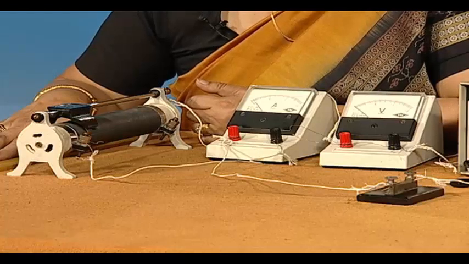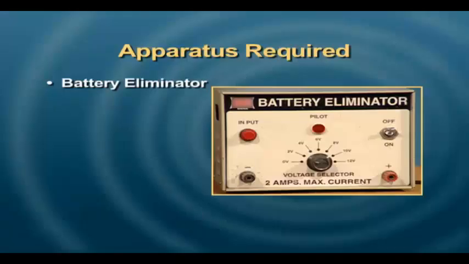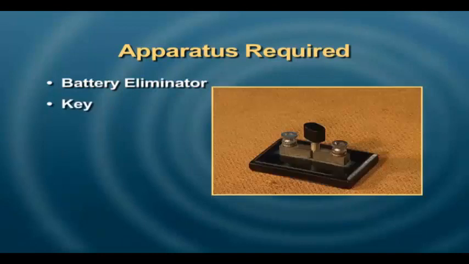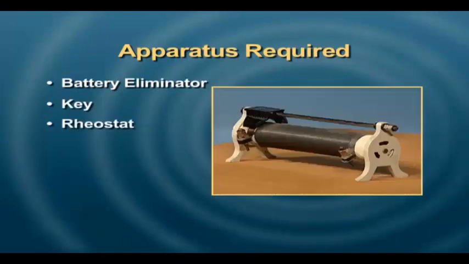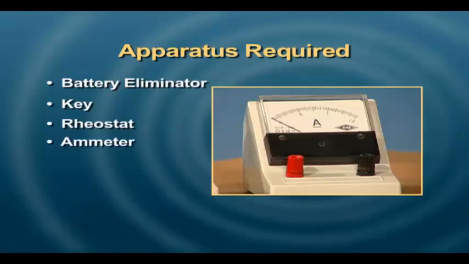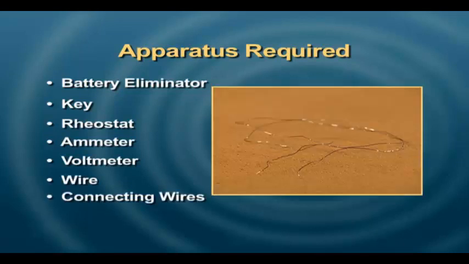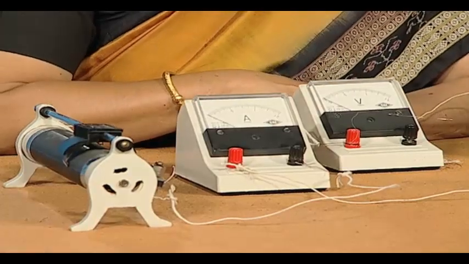In order to do that, we require some apparatus. The apparatus per se would be a battery eliminator, a key, a rheostat, an ammeter, a voltmeter, and the wire in question. What will be the principle of its working?